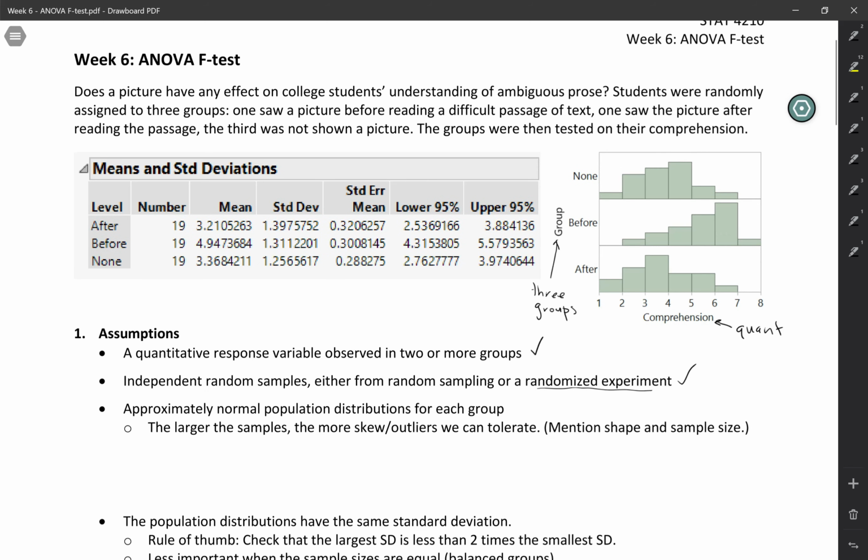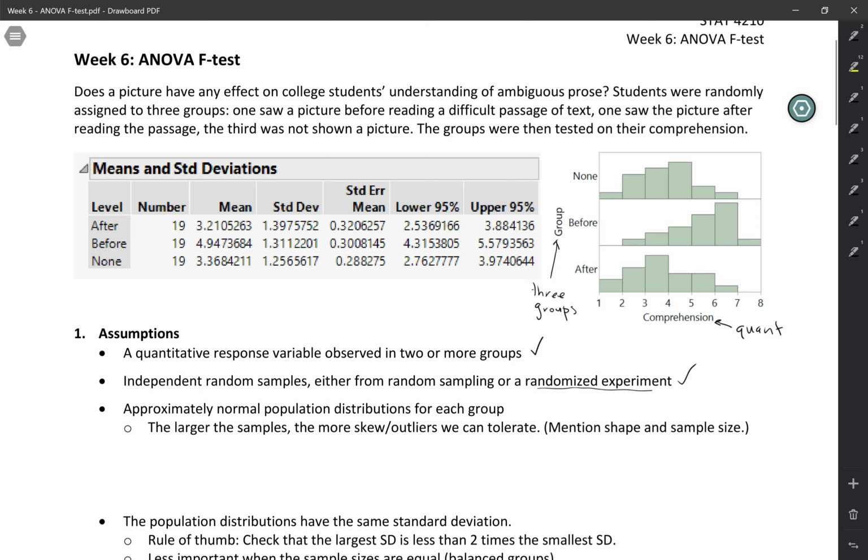The third assumption is that we want approximately normal population distributions for each group. And this one is a little bit complicated to check because it's sort of subjective, but the general idea is that the larger the sample sizes are, the more skew and outliers we can tolerate. I'll just ask that you mention both the shape and the sample size anytime you check this condition.